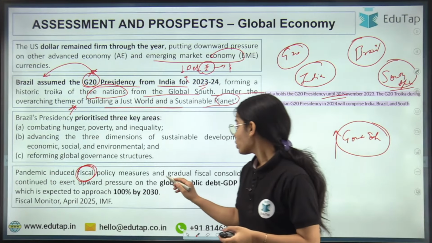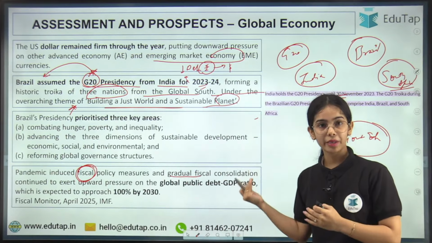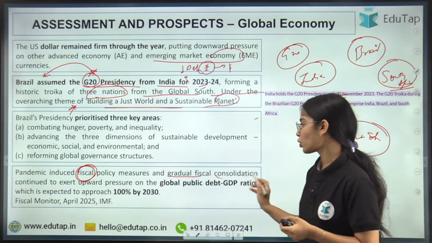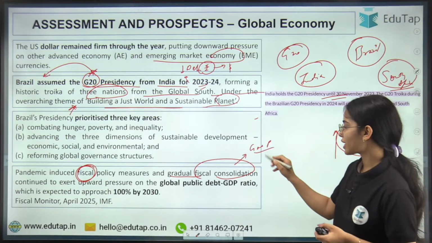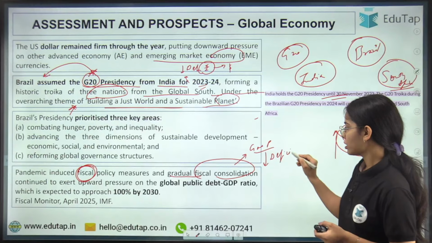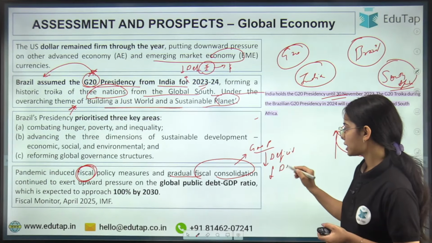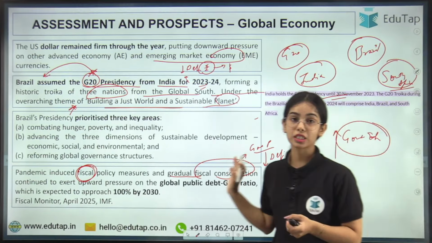Okay. Now, what was happening is that after the pandemic, slowly there was fiscal consolidation. This means the government policy where the government is trying to decrease the deficit and the government is trying to decrease its debt. Okay, so that is fiscal consolidation.